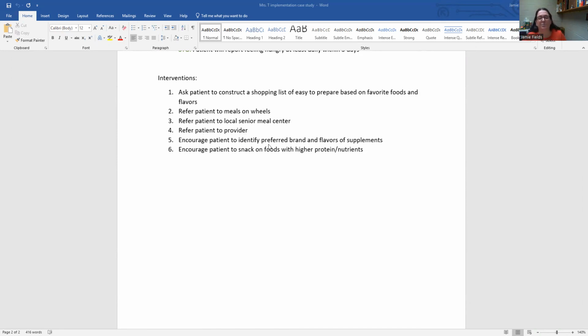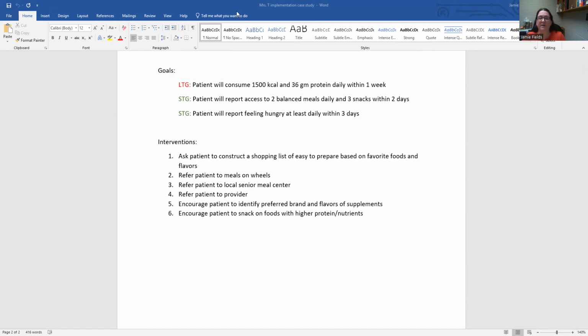Encourage patient to identify preferred brand and flavors of supplements. I've been told by a lot of people strawberry are the easiest to drink for some of those, but some patients might prefer vanilla or chocolate. And encourage the patient to snack on foods with higher protein and nutrients. You can probably think of other interventions to help this patient. Interventions are what's going to meet these goals. All right, the very last one will be really short because we're just going to evaluate.